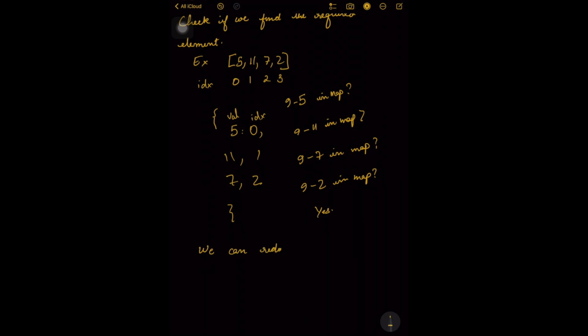As you can see, this time we're only iterating through the array one time. That way we can reduce the time complexity from O of n square to O of n. Keep in mind this is coming at the cost of increasing the space complexity. So let's try to code this up in C.